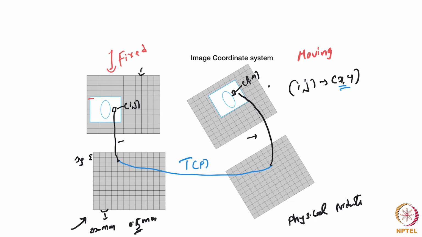So you have to understand, you have to know what the spacing between the pixels is in order to go from ij to x comma y, and then after doing the transformation to the moving image, figure out what its indices are.